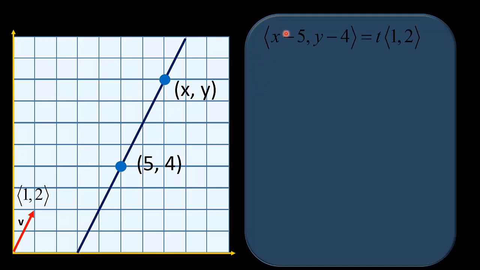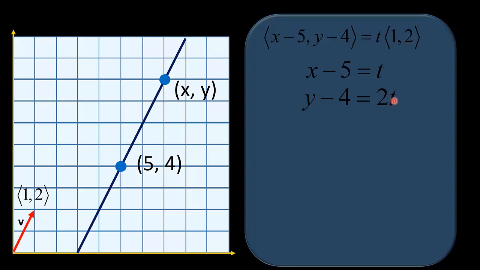x minus 5 for the first component, y minus 4 for the second, and that's equal to a multiple of the other vector because the vectors are parallel, and we'll just use t as that number, right, instead of c. So this vector is a multiple of this one. Now, the implications are, if we equate corresponding parts, x minus 5 is equal to 1t. See, if I multiply through here by t. And y minus 4 is equal to 2t. See?